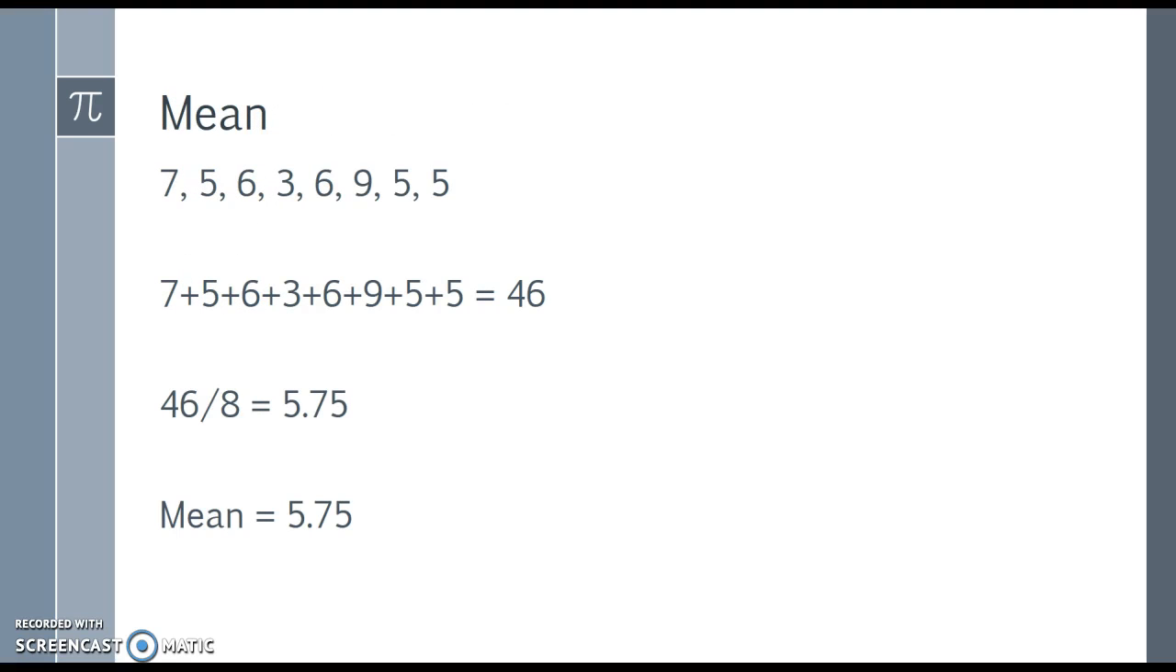If we have these 8 numbers and we want to calculate the mean, we'll simply add all the numbers together, which gives us 46, and we'll divide it by the total number of values, which is 8. When we divide 46 by 8, we get 5.75. So our mean is 5.75.